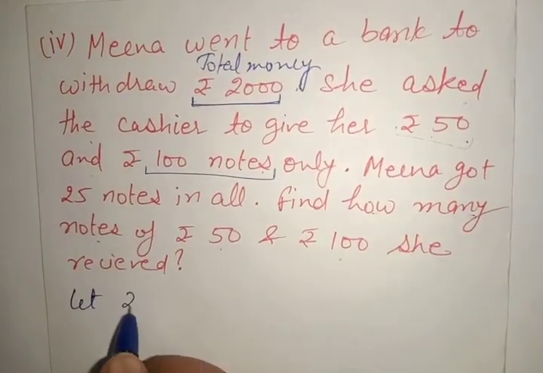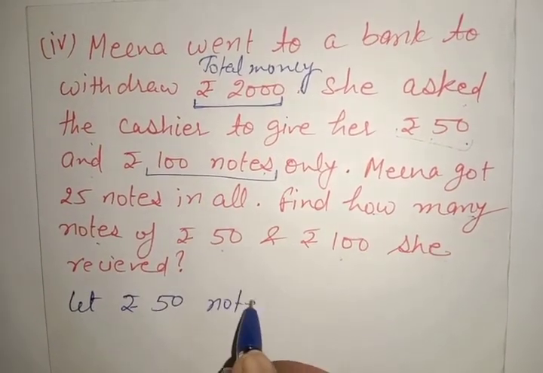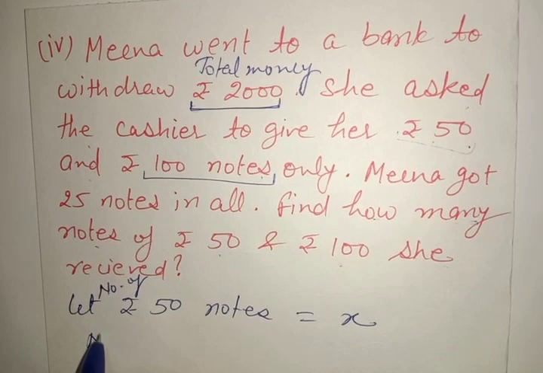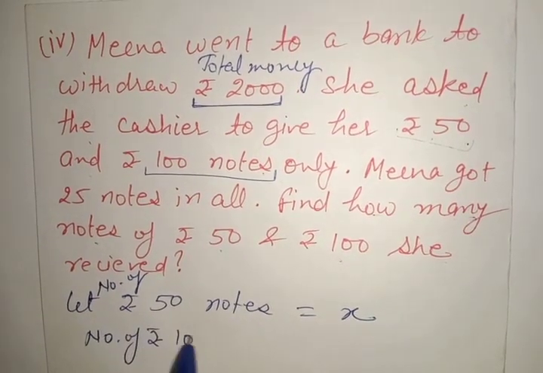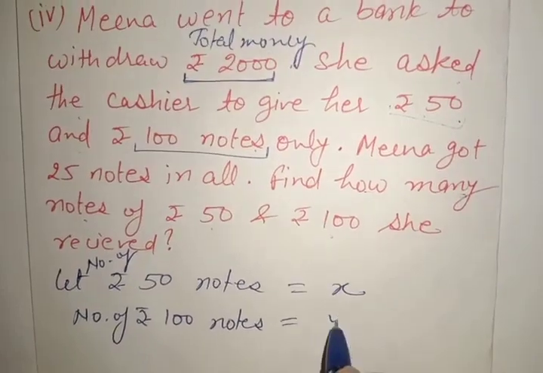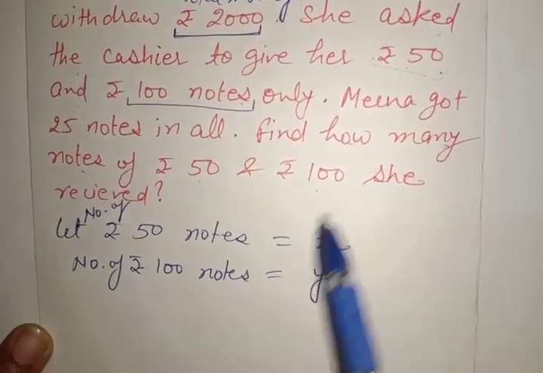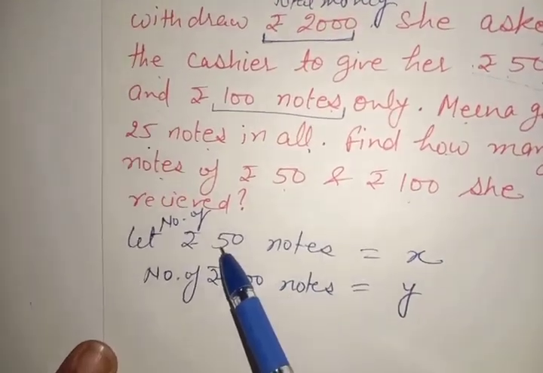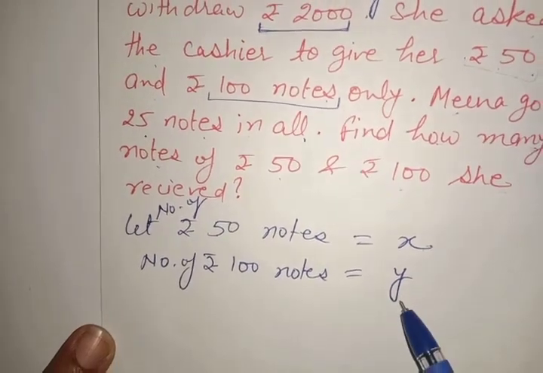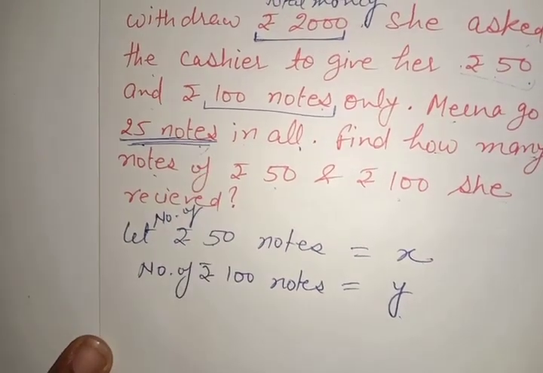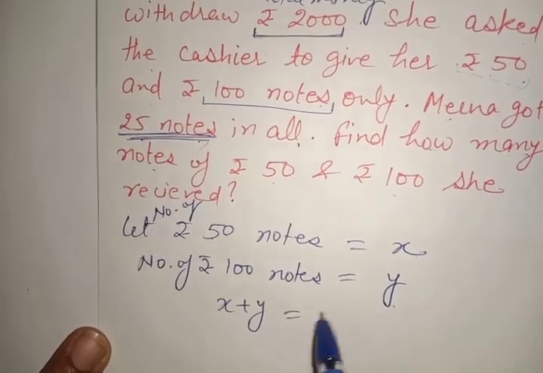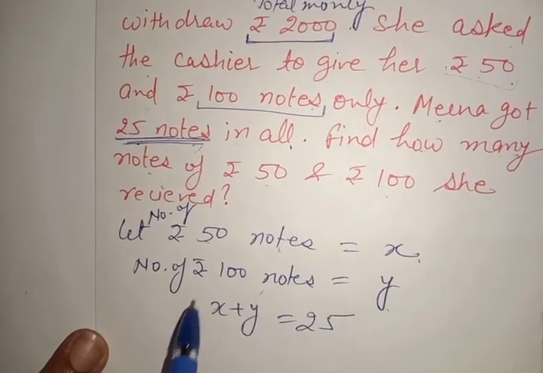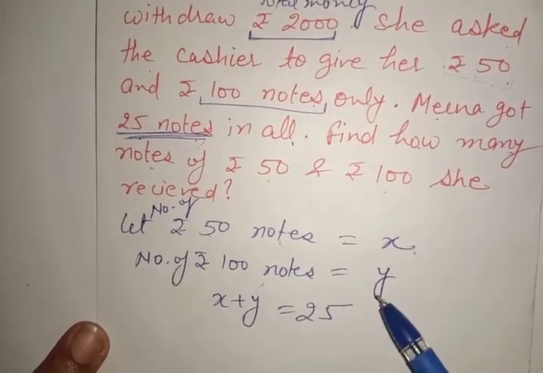Supposition is, let number of rupees 50 notes be x, and number of rupees 100 notes be y. Meena got 25 notes in all. Number of 50 notes x and number of 100 notes y, and total notes is 25. So x plus y is equal to 25. I think it is clear to you. 50 rupees notes, how many? X. 100 rupees notes, how many? Y. Total x plus y is 25.